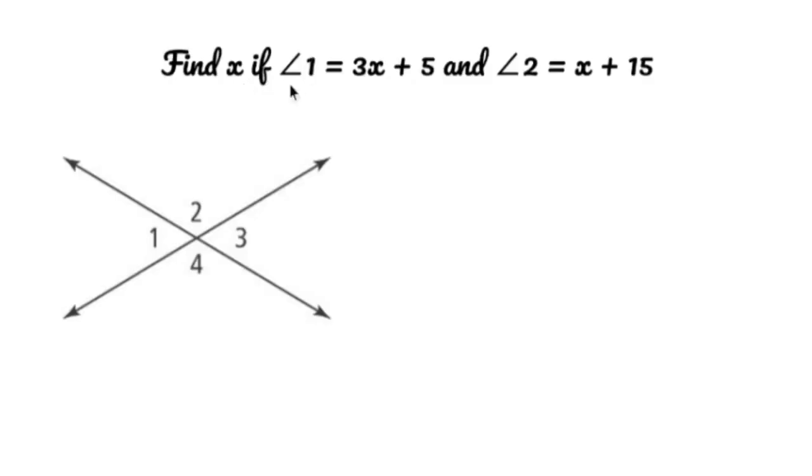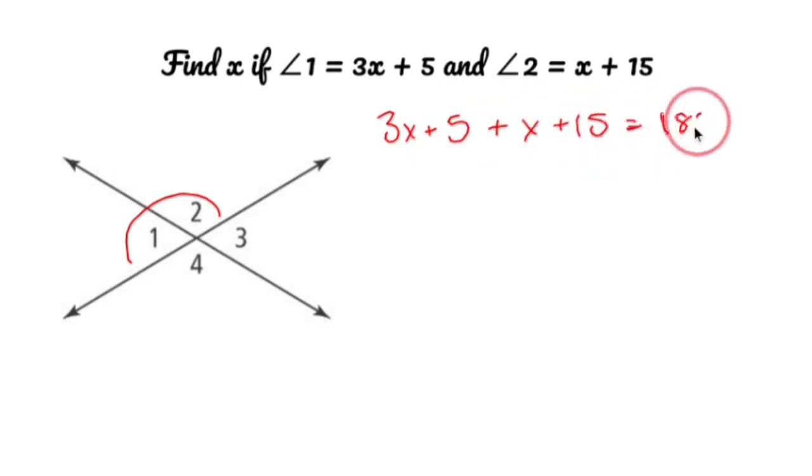Find x if angle 1 is 3x plus 5 and angle 2 is x plus 15. Angle 1 and 2 are completely next to each other. These two are supplementary. In other words, they both are glued together to form a straight angle. So if we were to add these up, 3x plus 5 and x plus 15, they add up to 180 because they form that perfectly straight line.